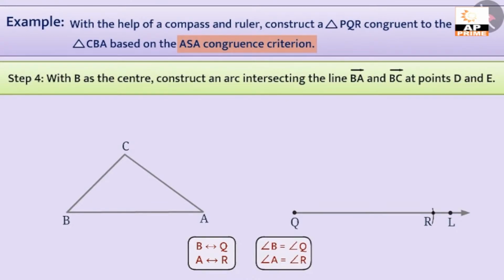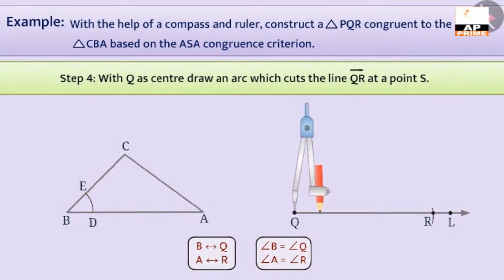Step 4. With B as the center, construct an arc intersecting the line BA and BC at points D and E. Without changing the compass setting, with Q as center, draw an arc which cuts the line QR at a point S.